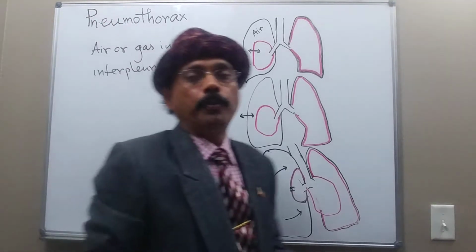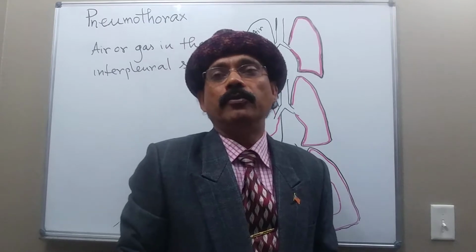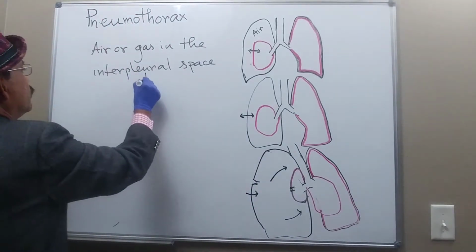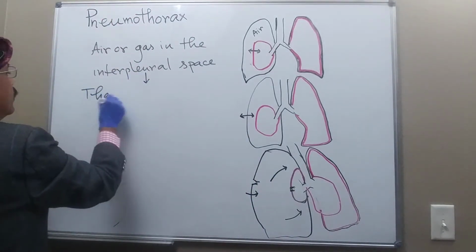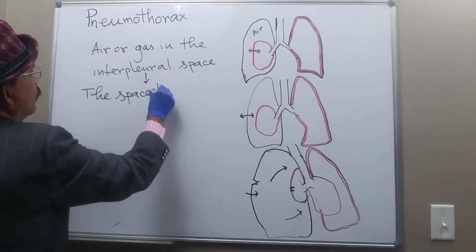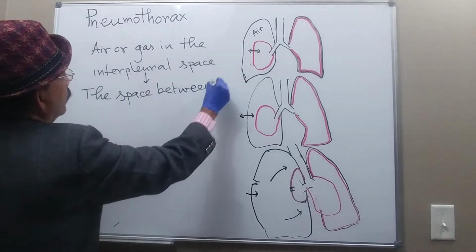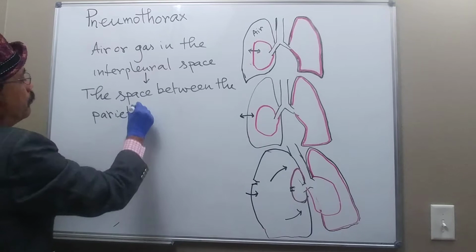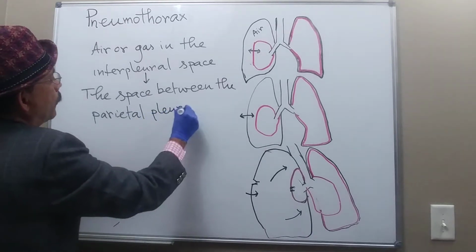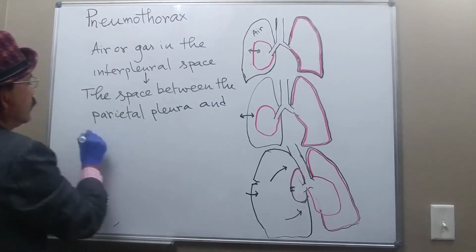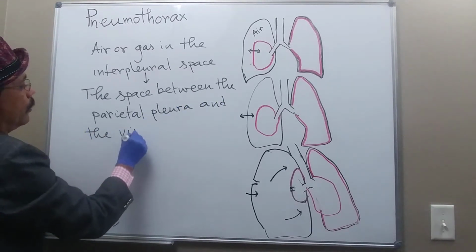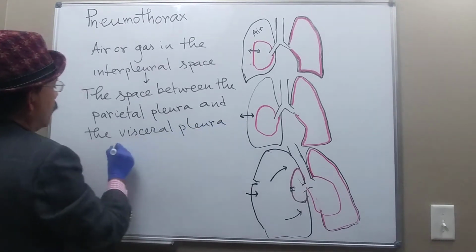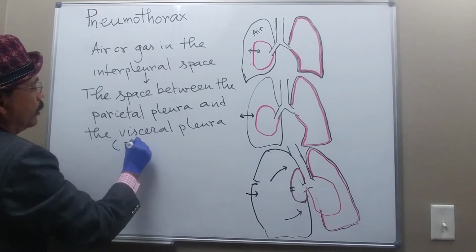What is interpleural space? The interpleural space is a space between the parietal pleura and the visceral pleura. This is the space between the parietal pleura and the visceral pleura, also called pulmonary pleura, same as pulmonary pleura.